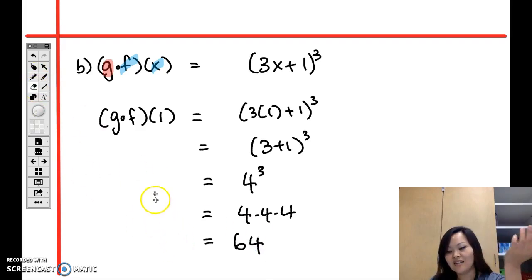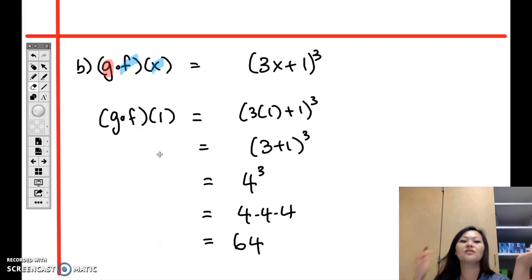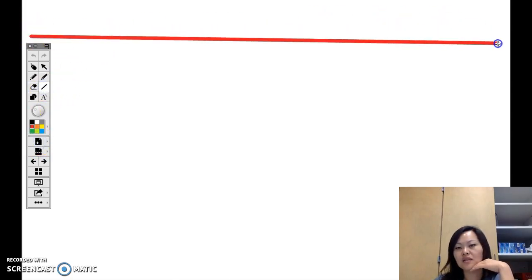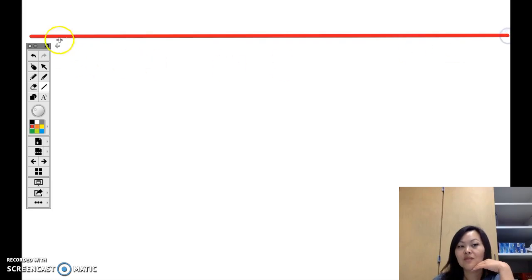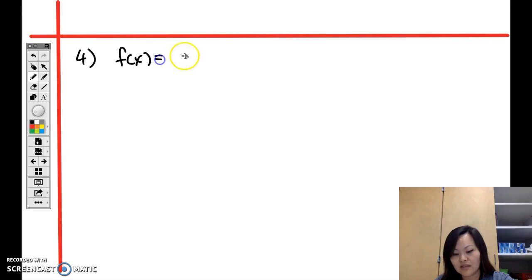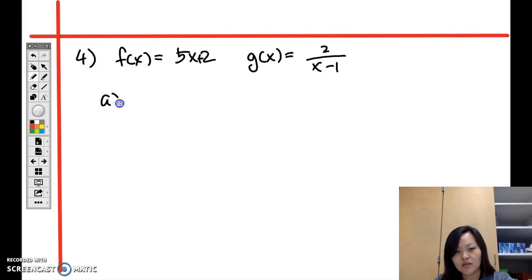Okay? So again, just keep this in mind. And that's pretty much it. So I want to give you your last question though. And obviously your last question is the most intense question, which is also the question that's most likely going to be on the test. So that's question number 5. So this time we have f of x is equal to 5x plus 2. And then g of x is 2 over x minus 1. And I want you to give me f of g of x.